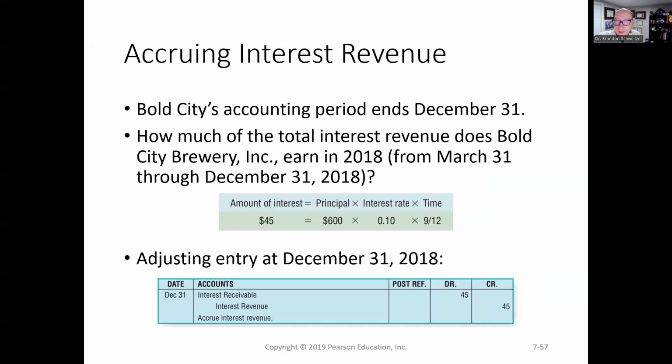How much did we earn in 2018? Principal times interest times time, $45. At the end of the accounting period, we make an adjusting entry to reflect the interest revenue earned, debit interest receivable, and credit interest revenue. So remember, we have to recognize revenue when it was earned. And so we need to make adjusting entries in this case.